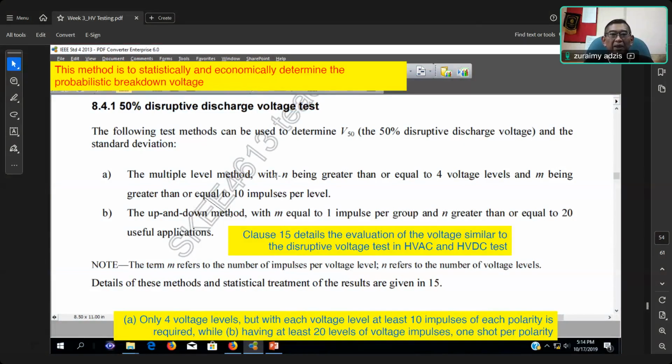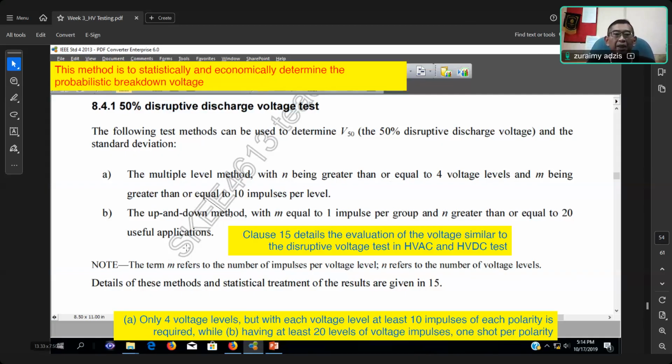The multiple level method with N being greater than or equal to 4 voltage levels and M being greater than or equal to 10 impulses per level. And you look at A here. A, only 4 voltage levels, because greater than or equal to 4. So you can have minimum 4. But with each voltage level, at least 10 impulses of each polarity. So 10 positive, 10 negative is required.